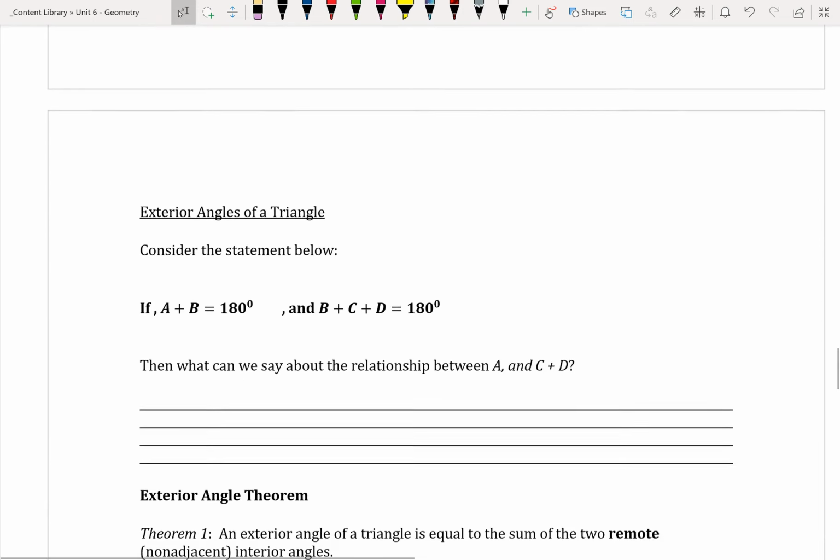The next thing we're going to look at are the exterior angles of a triangle. So interior was inside, exterior is outside. So what we want to do first is look at these two statements just to help us understand our next property. So if A plus B equals 180 and B plus C plus D also equals 180, what can we say about the relationship between A and C and D?